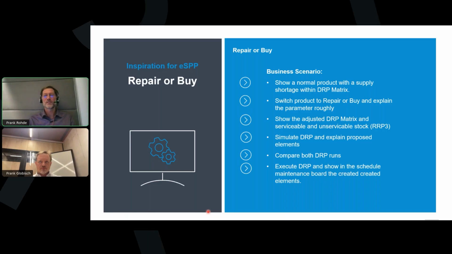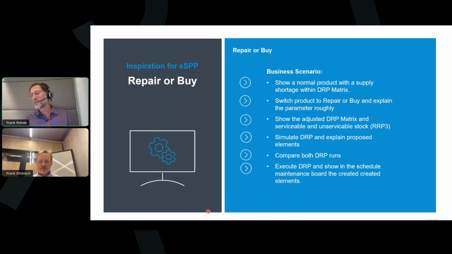We just want to go into the system and see how it's working. So we will show you a normal product, how DRP looks like, and then we change to the repair process for that product, and we will see how DRP is reacting on that decision that we want to repair this product. So then we can compare both DRP runs. Saying that, let's jump back into the system.